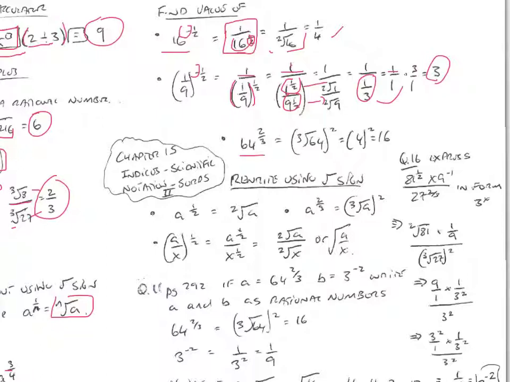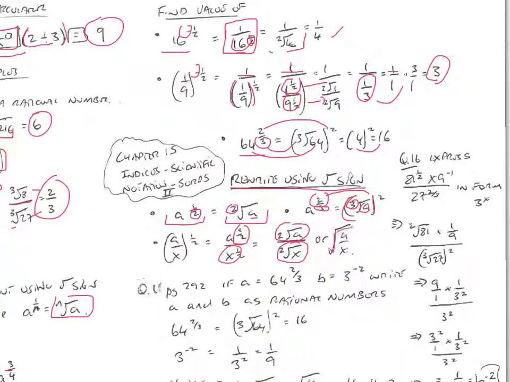64 to the power of 2/3 is basically the nth root of 64, which is our a, all squared, is 4 squared is 16. What about this? Rewrite using the square root sign. So a to the half is the same as the square root of a. A to the power of 1 over n is equal to the nth root of a. A to the 2/3 is the same as the cube root of a, all squared. A over x to the half is the same as a to a half, divided by x to a half, which is the square root of a by the square root of x, or you can say the square root of a over x. Okay.